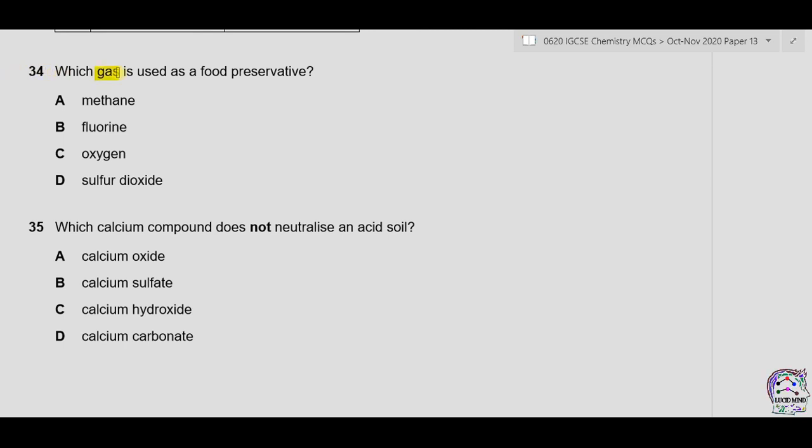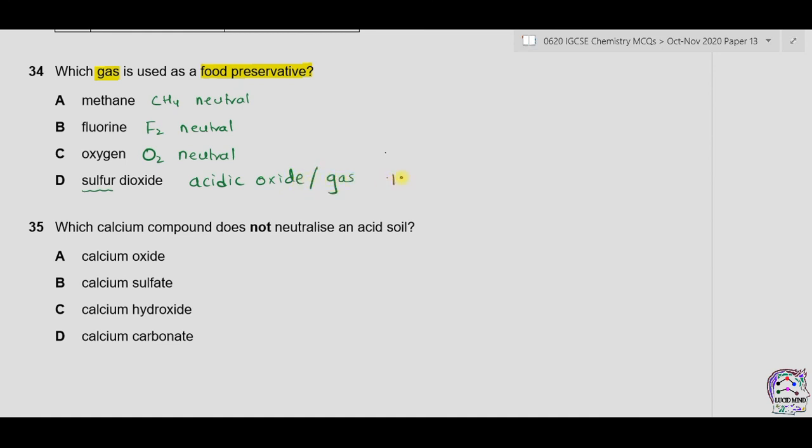Question 34. Which gas is used as a food preservative? A is methane. Methane is CH4 and it is neutral gas. B is fluorine. Fluorine is F2 and it is also neutral in nature as it does not dissolve in water. C is oxygen. Oxygen is neutral. While D is sulfur dioxide gas, as sulfur is a non-metal and non-metal oxides are acidic in nature, so this is acidic oxide or gas.